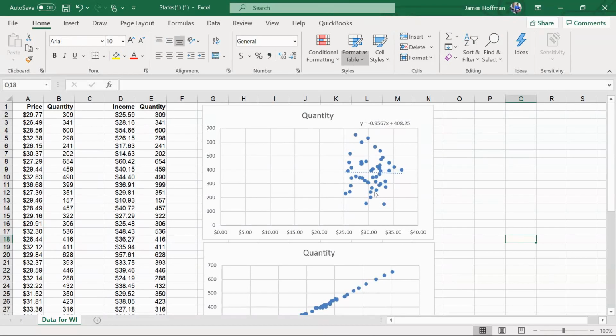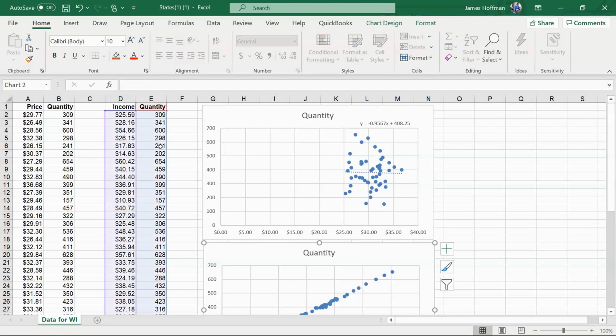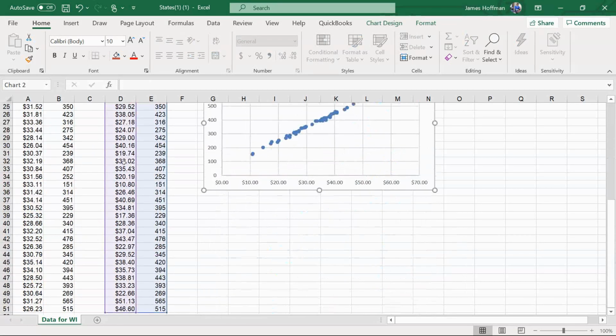Okay, and so let's do the same thing. Make a trend line for this one. May I ask how did you get the second graph? Oh, I just selected income and quantity. So in my spreadsheet it's B1 to E. See how that's what I selected.